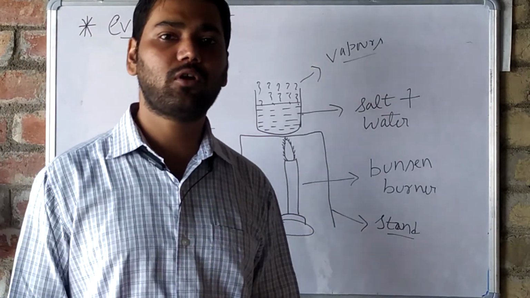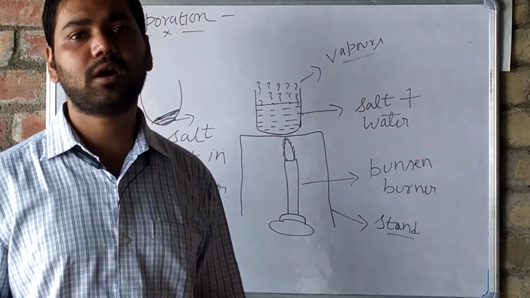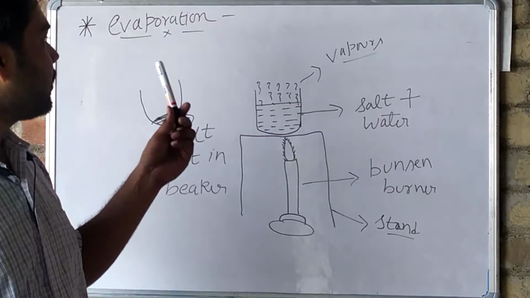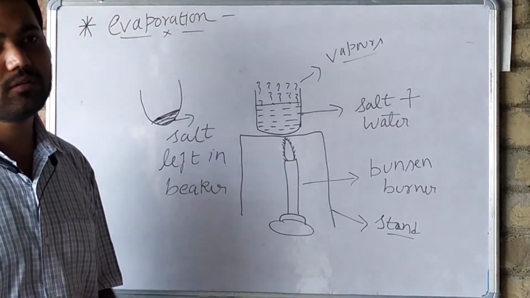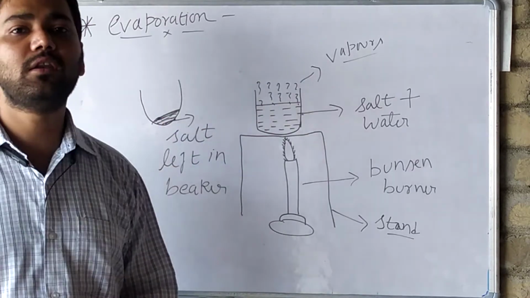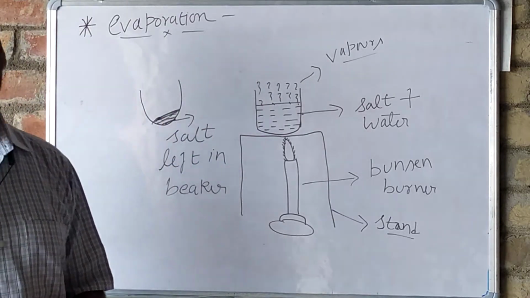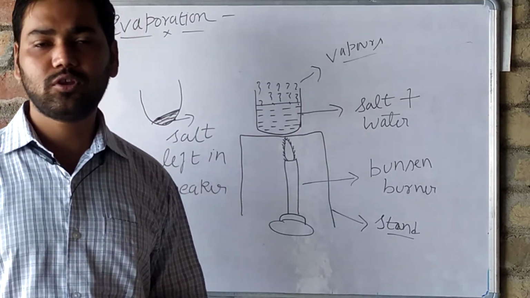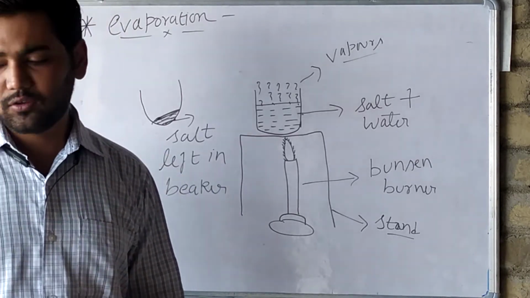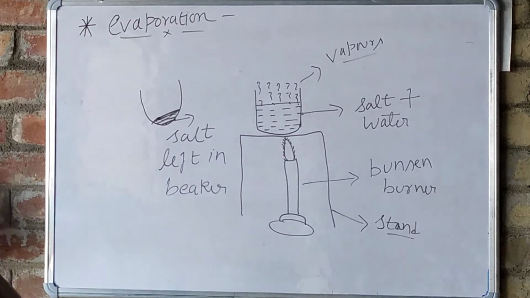The salt left behind will be collected, and we can iodize it to get salt in its pure form. That is what happens near the seashore. This process is widely used to collect salt from seawater. So this process is known as evaporation.